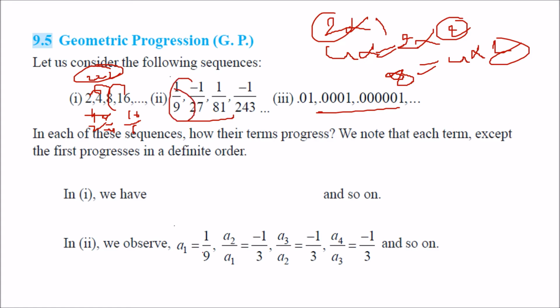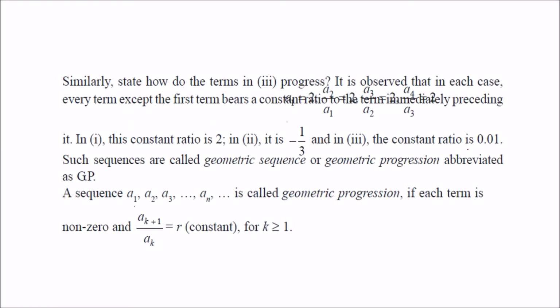Here also you see, if this is A1, this is A2, A2 by A1 gives you the value minus 1 by 3, minus 1 by 3, minus 1 by 3, if this is divided by this, divided by this. Similarly for this also, you have a certain pattern. The constant ratio is 0.01. This kind of series or sequence is known as a geometric progression or geometric sequence.